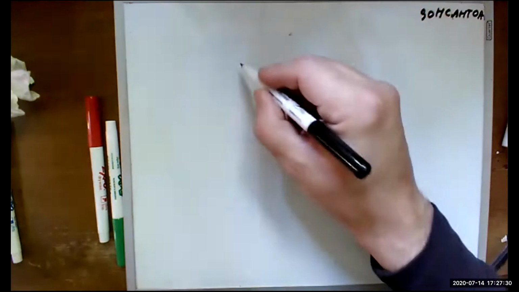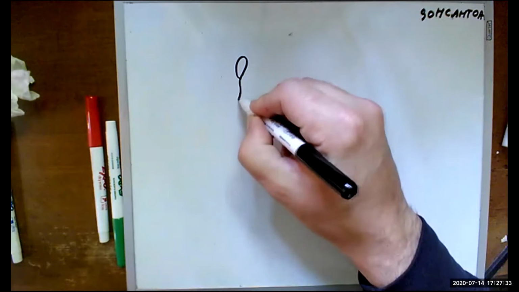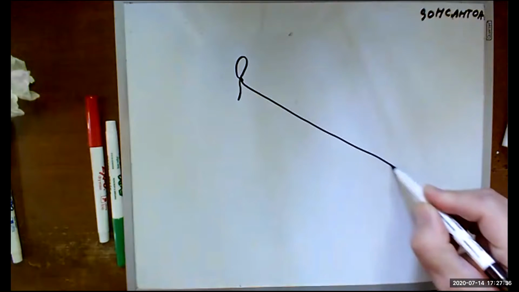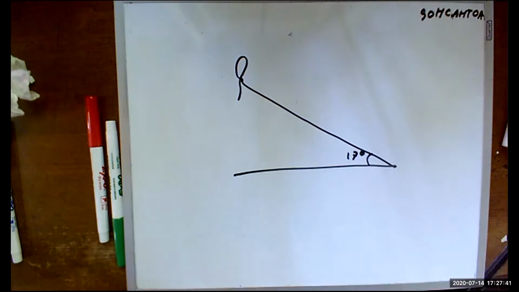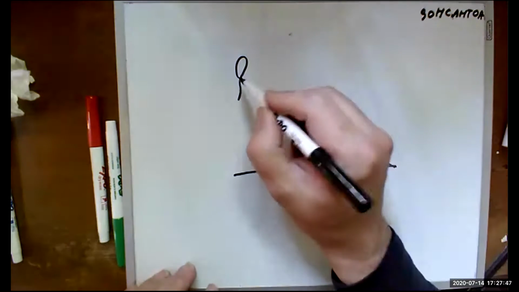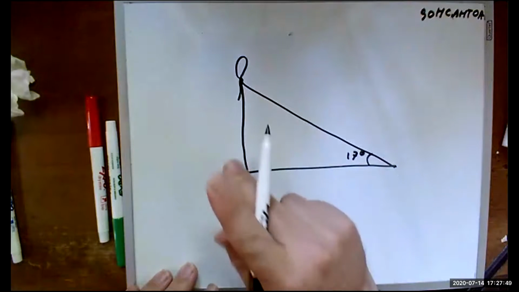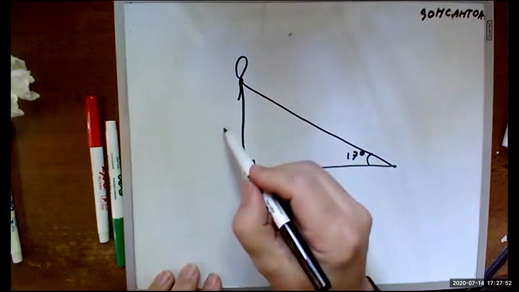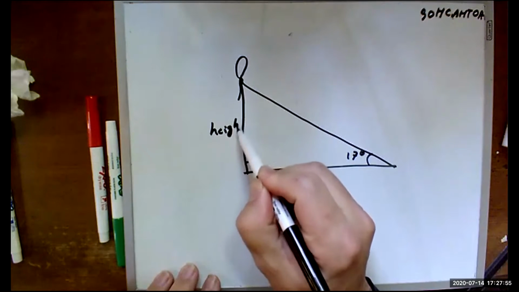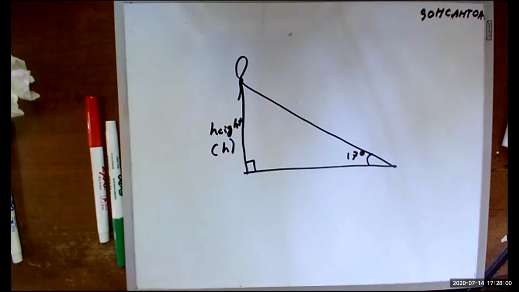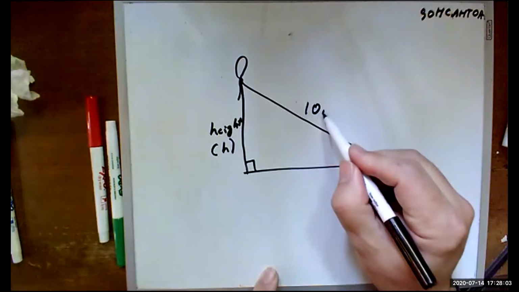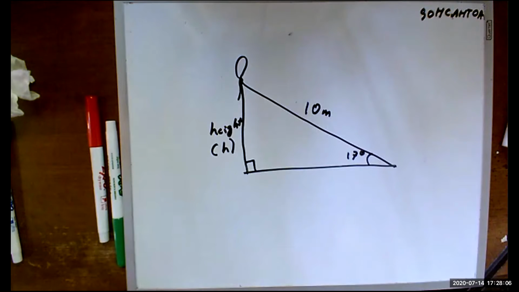So we draw a picture of that. We've got some balloon up here, and it's on a string. And it's making an angle with the ground of 17 degrees. How high up is the balloon? So we want to know, if we just made a 90-degree angle like that, what is the height? Which I'm just going to represent by the letter H in this case. This is our string, and we're being told that it's 10 meters long. And there's our balloon. So what is the height?